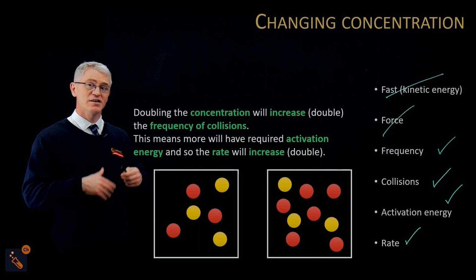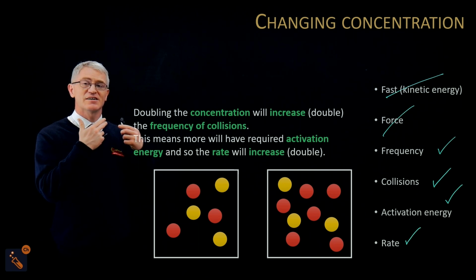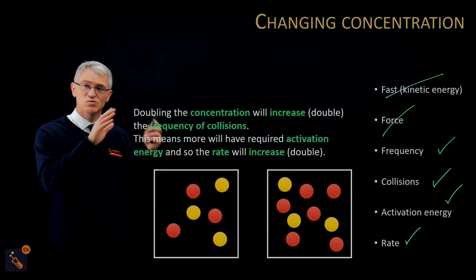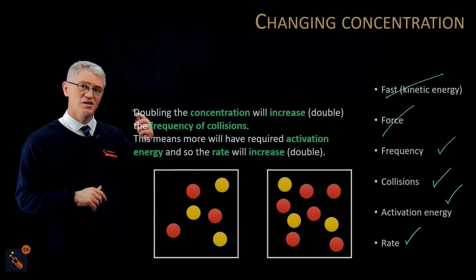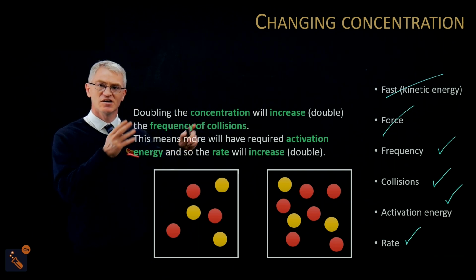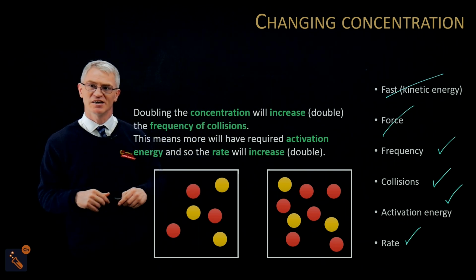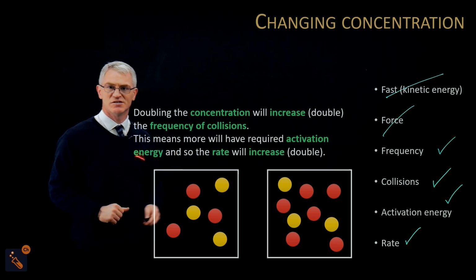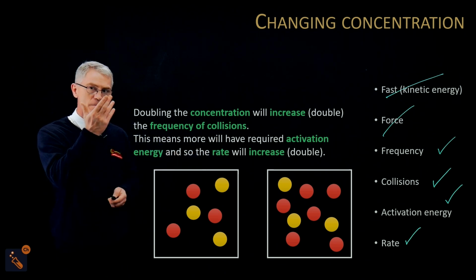But remember, if I did a concentration question and I said I've decreased the concentration, you would just have to swap these words around. So if I decrease the concentration, it will decrease the frequency of collisions, and less will have the required activation energy, and the rate will decrease. Okay, so it's just either up or down.